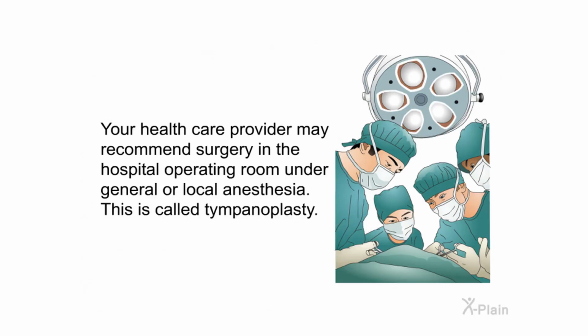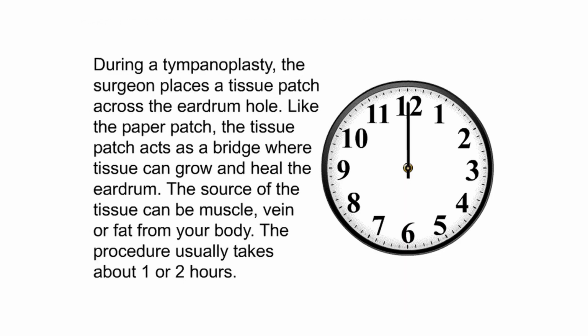Your healthcare provider may recommend surgery in the hospital operating room under general or local anesthesia. This is called tympanoplasty. During a tympanoplasty, the surgeon places a tissue patch across the eardrum hole. Like the paper patch, the tissue patch acts as a bridge where tissue can grow and heal the eardrum. The source of the tissue can be muscle, vein, or fat from your body.